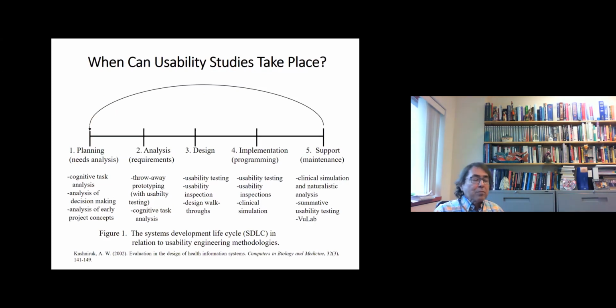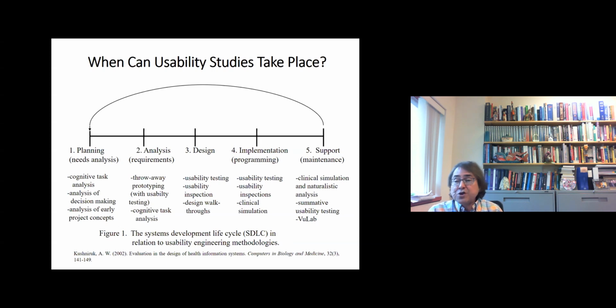So where can usability studies take place? This is just the diagram of what's known as the system development lifecycle, or SDLC, which many of you will be familiar with. We talk a lot about this in systems engineering. When we're designing a system, going through phases from planning, analysis, design, implementation, into practice, support, and then systems often have to be redone, and then we do them again when we retire them.